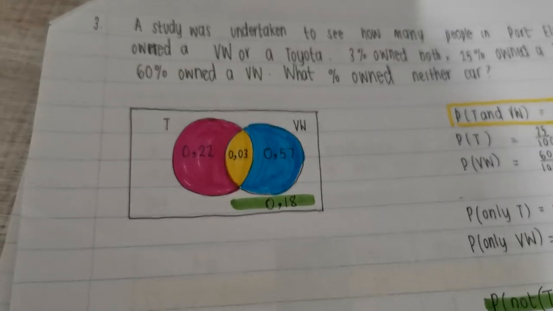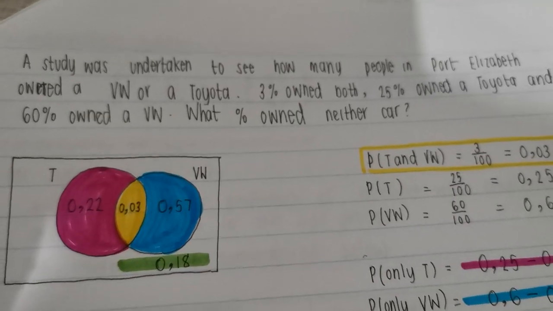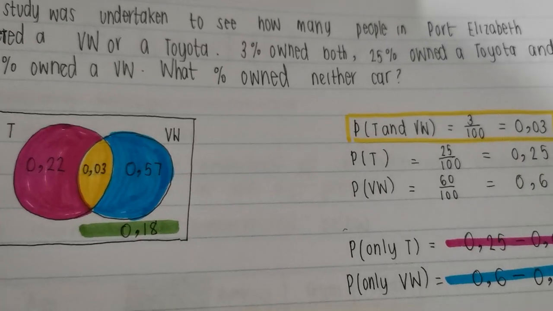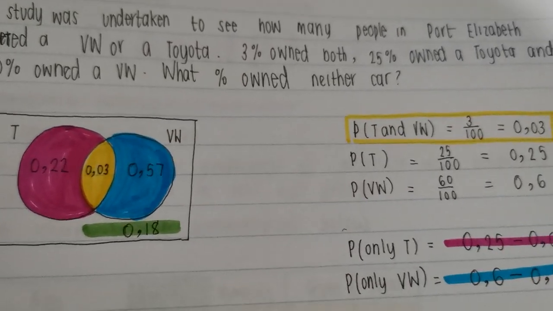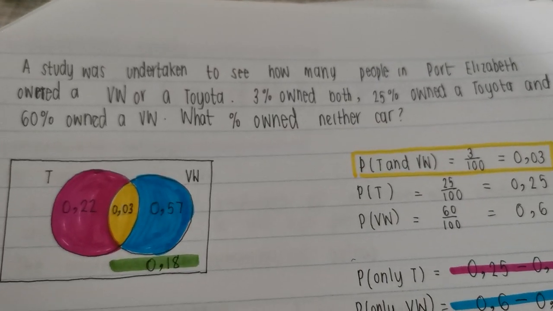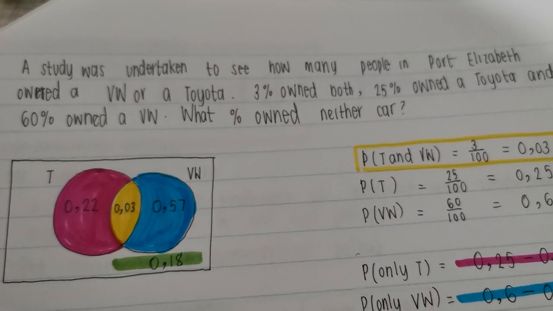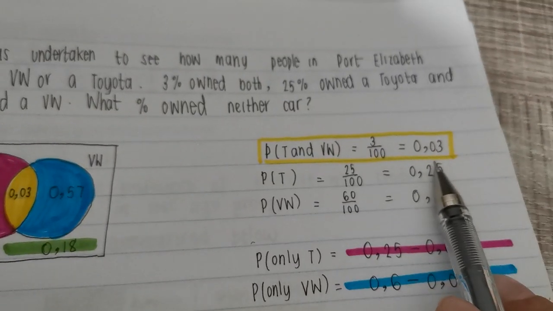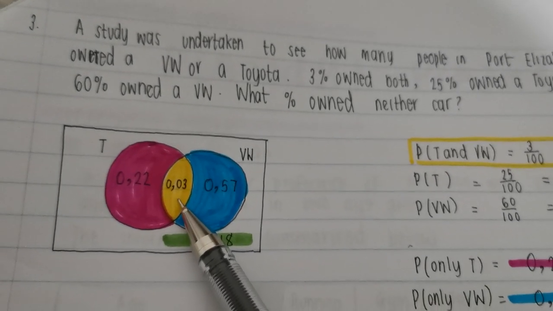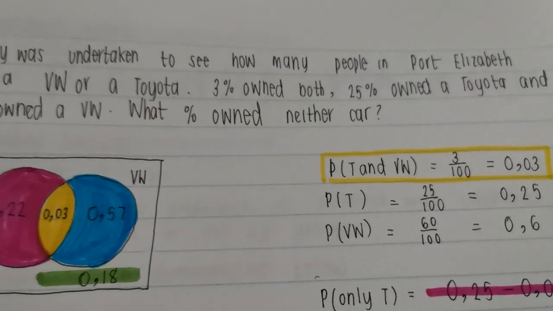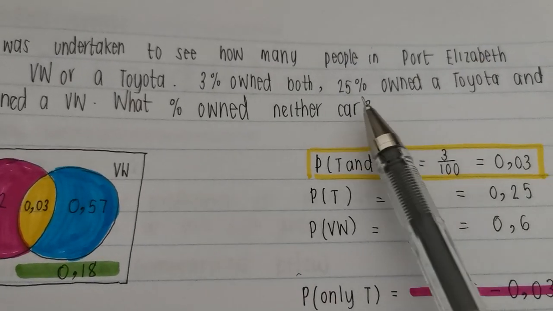Right. Third example, now this one here is with percentages. Percentages can be turned into decimals. Don't forget, you just divide by 100. So we have a study undertaken to see how many people in PE owned a VW or a Toyota. 3% owned both, I changed it over here. Here it's color coded for you, 0.03. You could have left it as a 3%. That's perfectly fine. It's just I got familiar with using the decimals, so I went back to decimals.